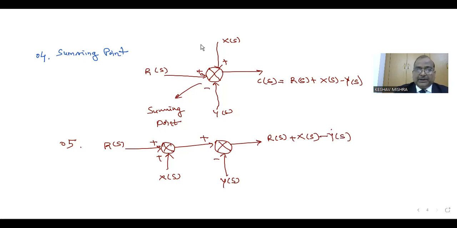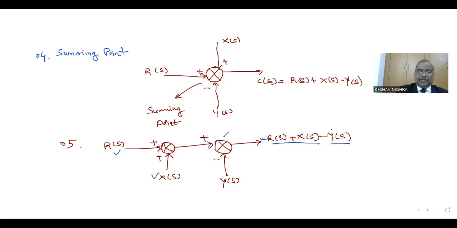So output can be written in this way. This is the final output, that is the sum of RS and XS, both positive inputs. At this second summing point, one input is the combination of RS and XS, and the second input is YS with negative sign. So overall output is the sum of RS plus XS minus YS.